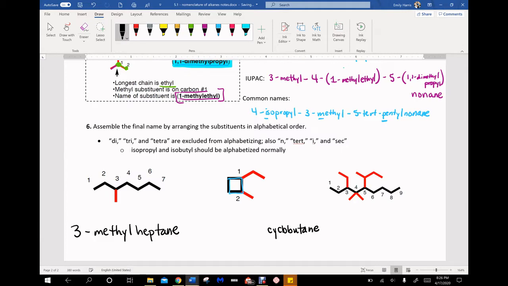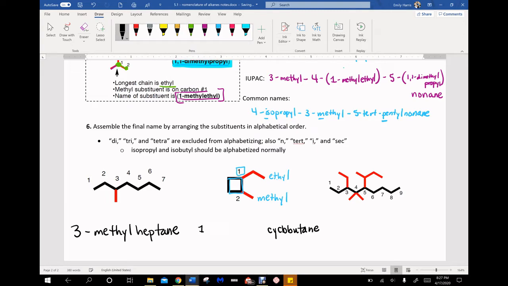Then we have an ethyl group on carbon 1, and we have a methyl group on carbon 2. And so we may be asking, okay, does it go ethyl-methyl or methyl-ethyl? So here, we're going to put ethyl first because alphabetically it comes before methyl. And that's also why it is given the first carbon.